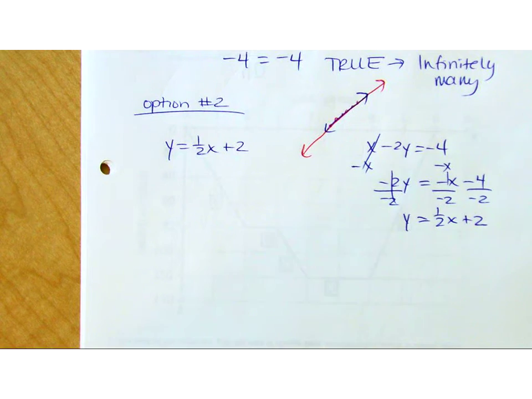Okay, so now you've seen both special cases. No solution, parallel, they don't meet anywhere. The opposite of that is they're meeting everywhere because they're the same darn line. One is right on top of the other, okay?